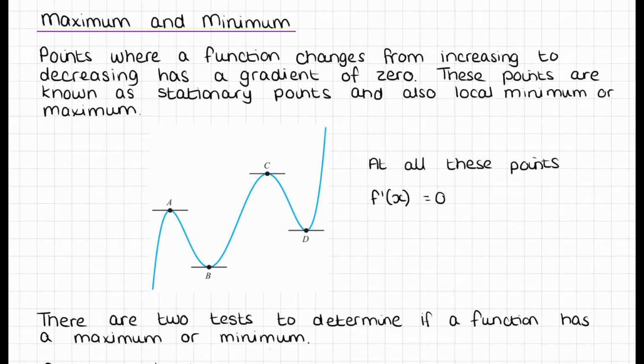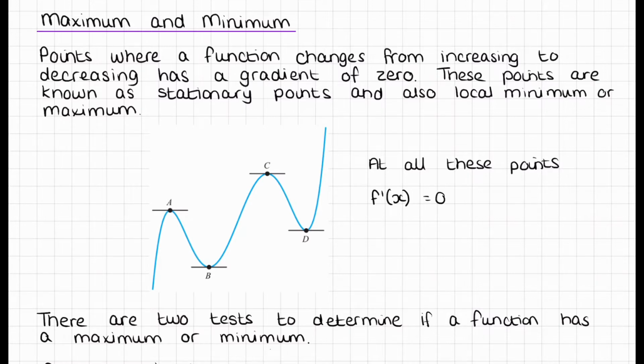This video is on maximums and minimums. Points where a function changes from increasing to decreasing have a gradient of 0. These points are known as stationary points, and also local minimums or maximums. So on this diagram here, points A and C are local maximums and B and D are local minimums.